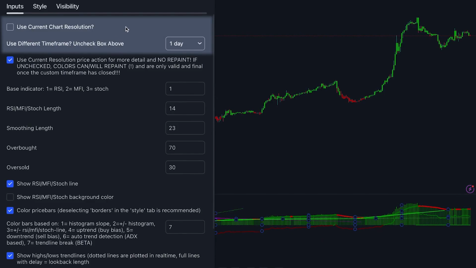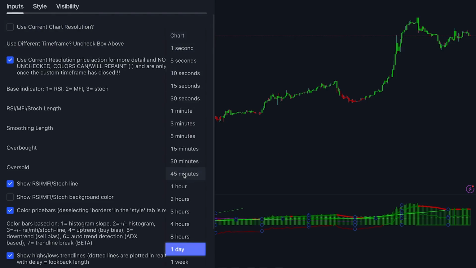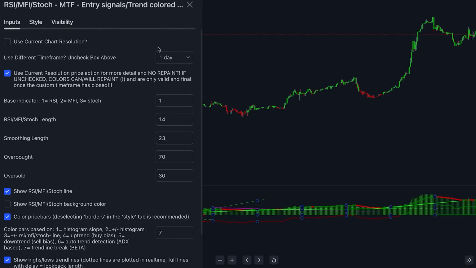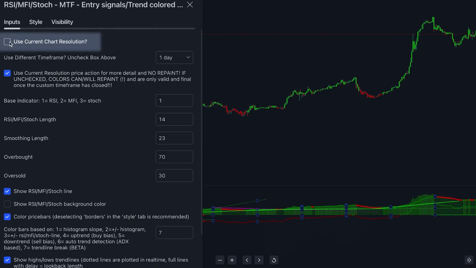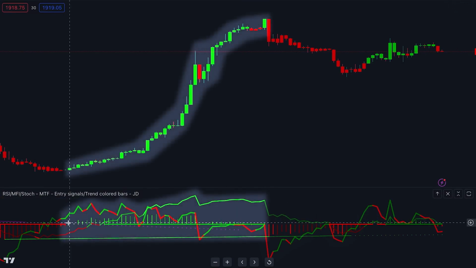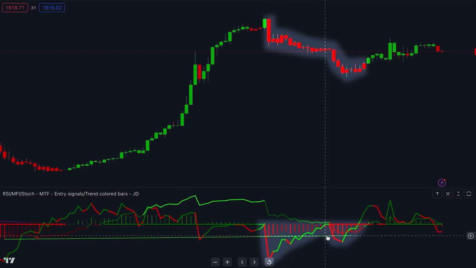By default, use current chart resolution is off, so it will use the timeframe selected on the option below that. So at the moment, the trend that is being detected here is based on the daily timeframe. And of course we can change that to any timeframe we want. But we can also just use the current timeframe by selecting the Use Current Chart Resolution option. And now the trend is being detected based on whatever timeframe we are currently viewing. This will provide much shorter-term trend detections, but still very accurate.